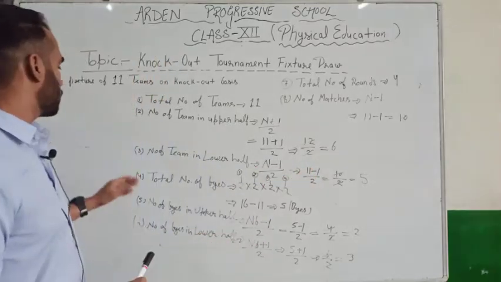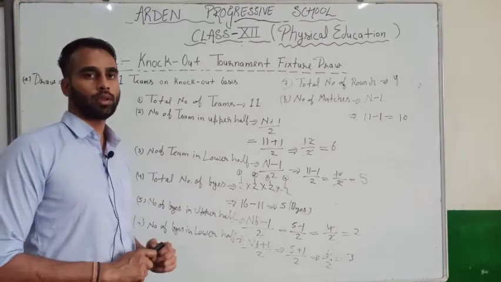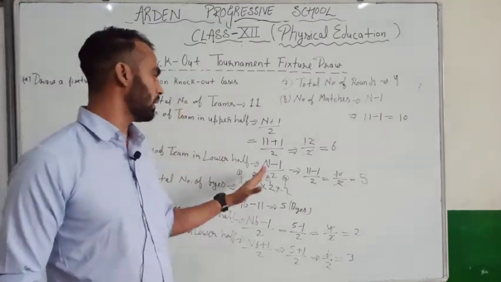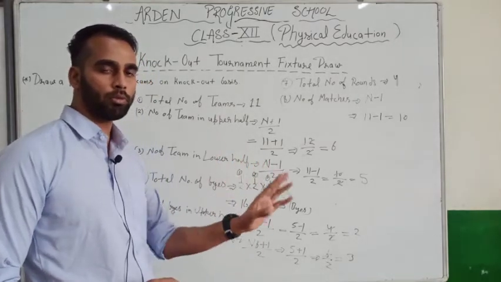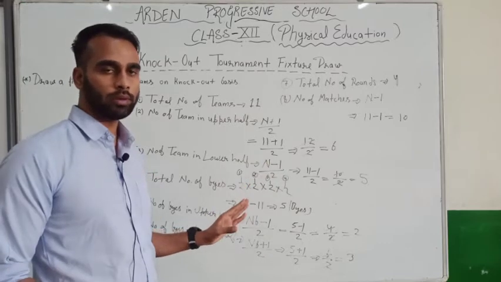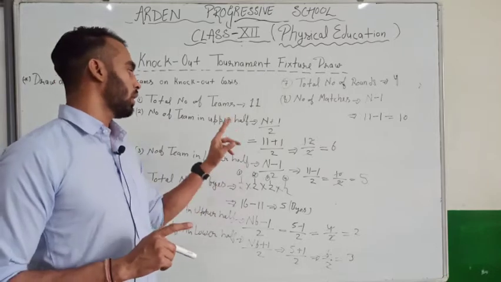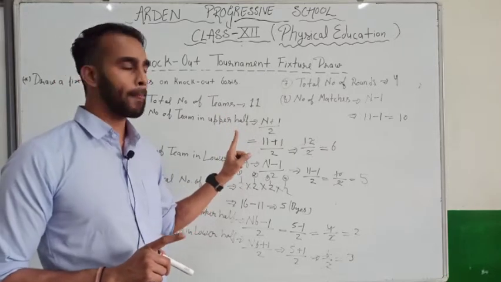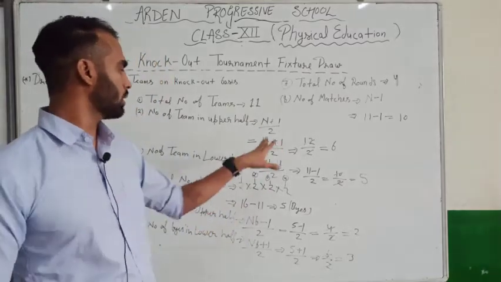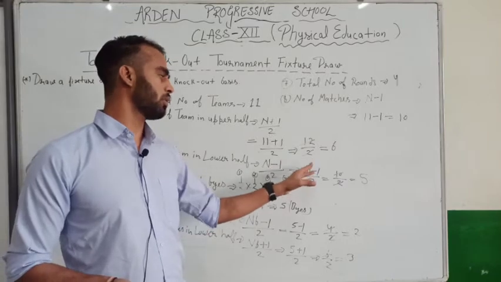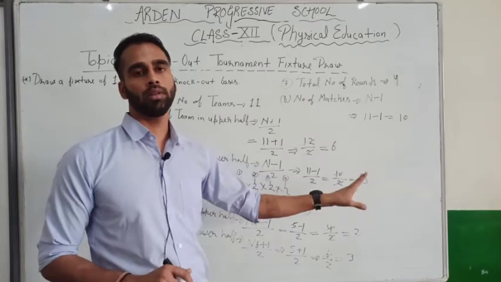Step number 3 is the number of teams in the lower half. In the lower half we use n minus 1 upon 2, and in the upper half we use n plus 1 upon 2. Since n is the number of teams, 11 minus 1 upon 2 gives 5 teams in the lower half.